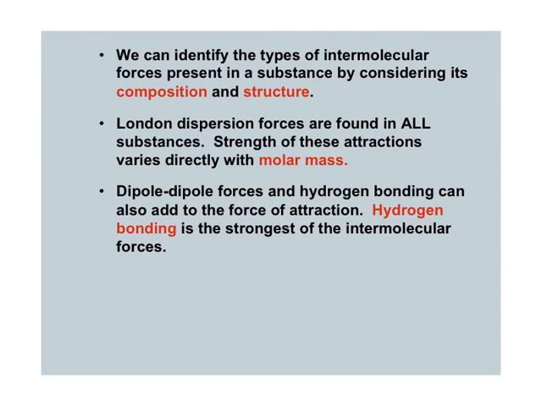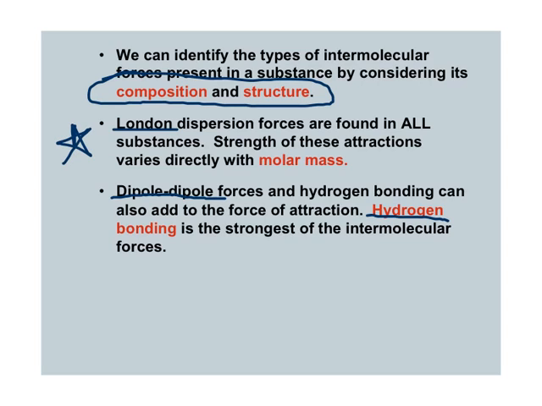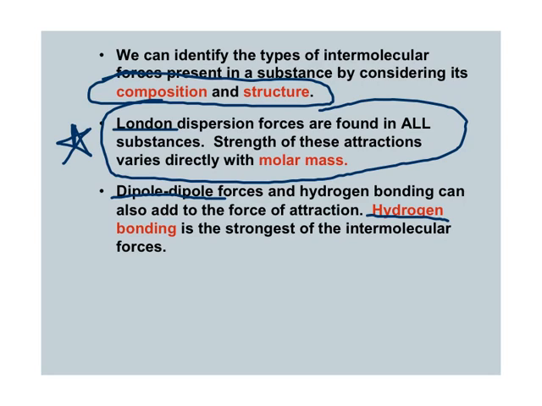Now, you need to be able to look at the atoms present and figure out which one of these three that we talked about it would have. So you need to be able to tell by its composition and structure if it's dipole-dipole, a London force, or hydrogen bonding. Here's a big one. London dispersion forces are in all substances because all substances have electrons that can shift from one side to another. Just keep in mind that your heavier molecules are going to have stronger London forces. Your dipole-dipole forces and hydrogen bonding can also add up, and the hydrogen bonding is the highest.